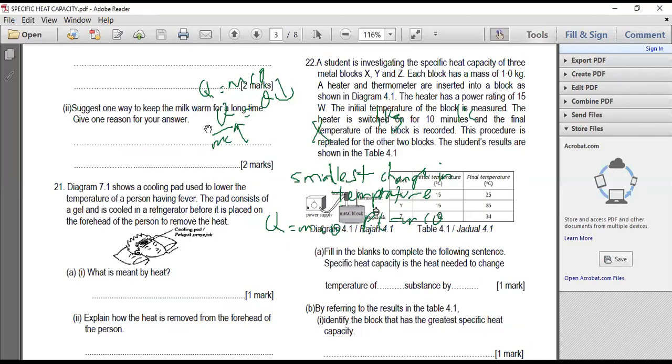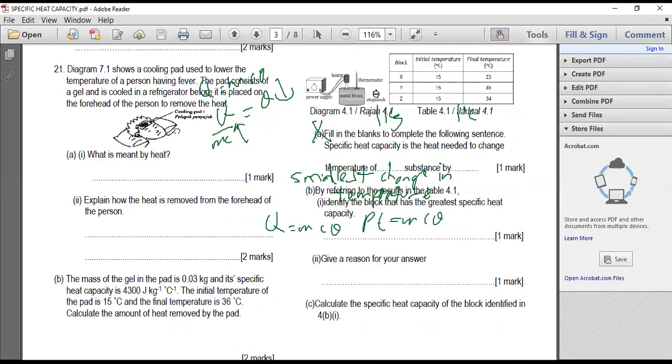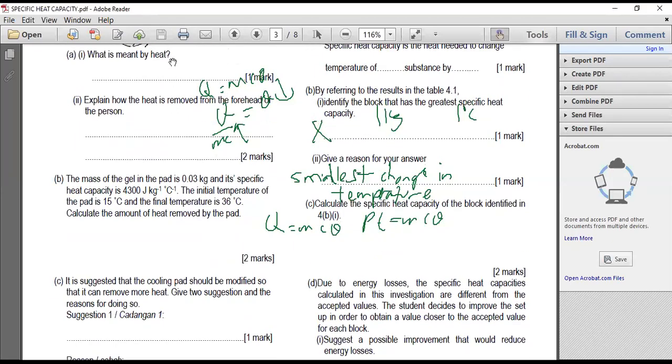So the power is 15, the time is 10 minutes. So the time converted to seconds, so 10 times 60. The mass is 1, the C we don't know.